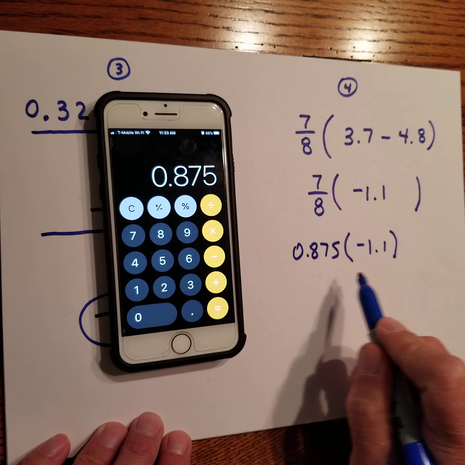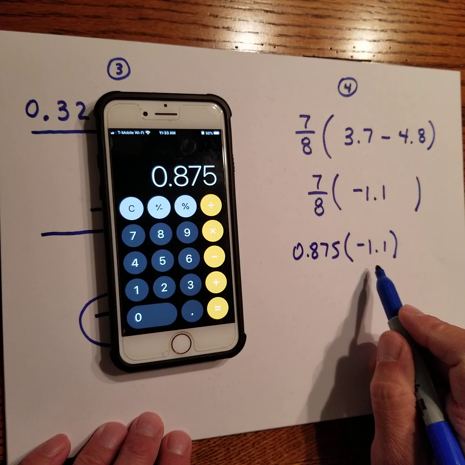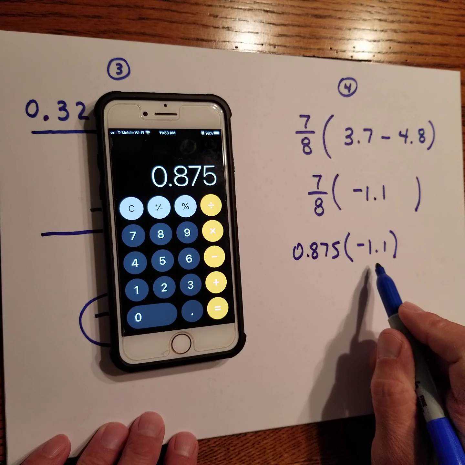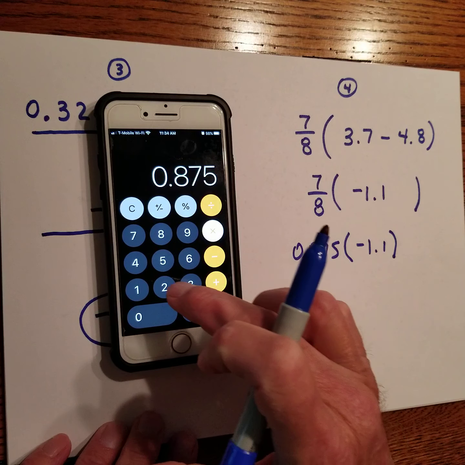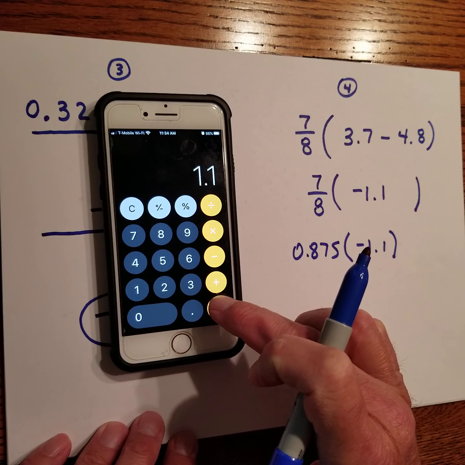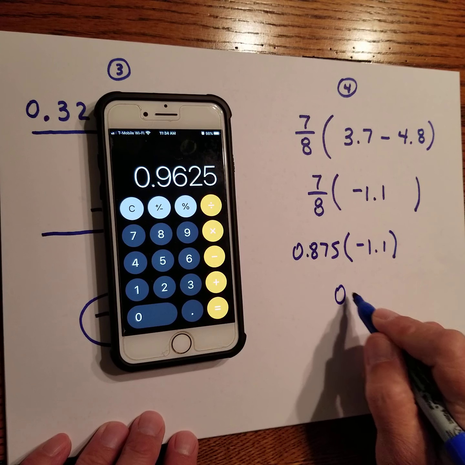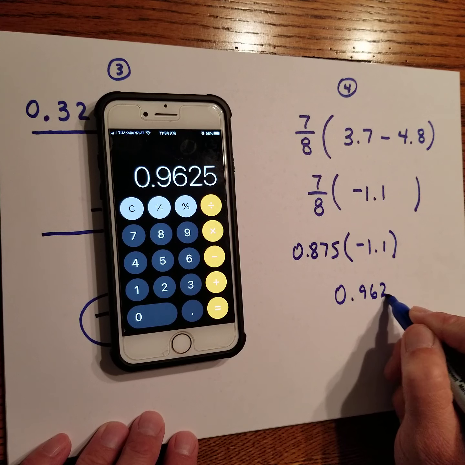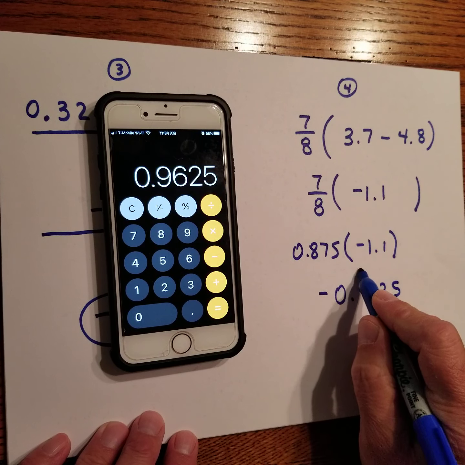Now for my final answer, I'll multiply these together. 0.875 times negative 1.1. Again, when I multiply, I don't usually put the negative in. 0.875 times 1.1 is 0.9625, and a positive times a negative is a negative.